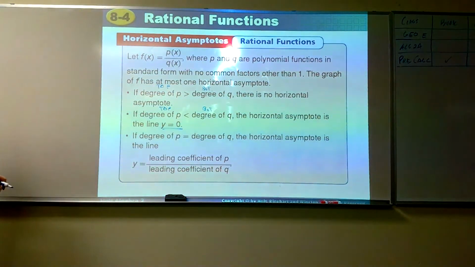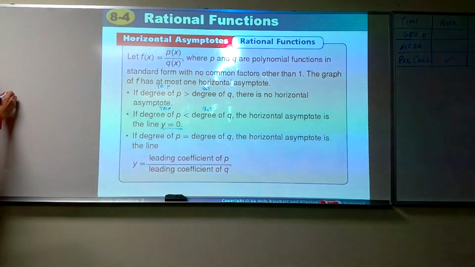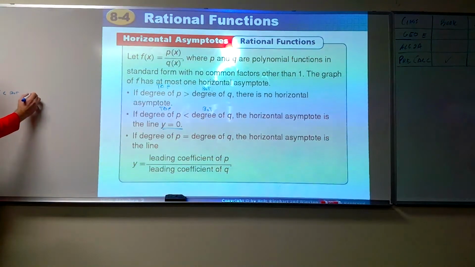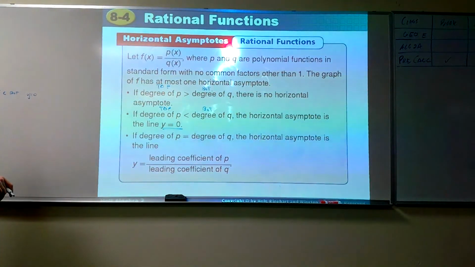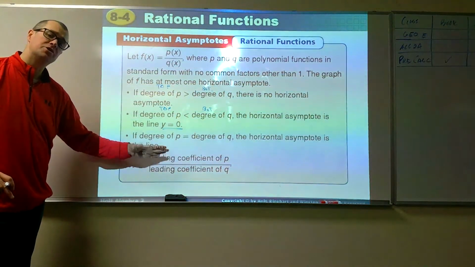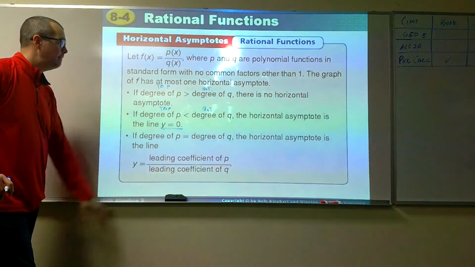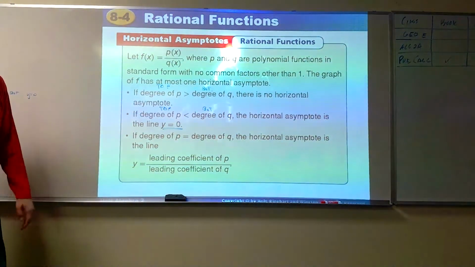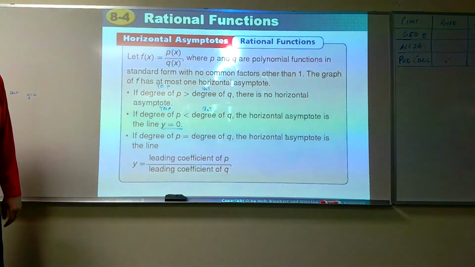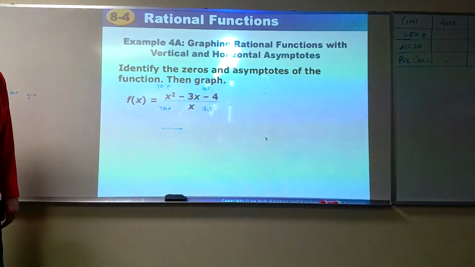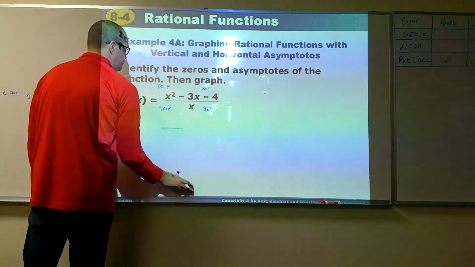Okay? If the degrees are equal, then you got to do the leading coefficient of the top divided by the leading coefficient of the bottom, and that's your horizontal asymptote. Okay, that's a lot of information right there, but make sure you look it up in section 8.4. All these tables are right there in your online textbook, and you can see that stuff right there as you're going through the worksheet today, and when you're taking the quiz. Okay, so here we go.